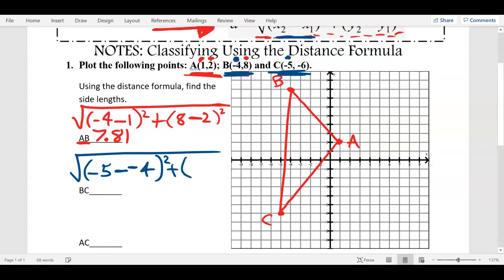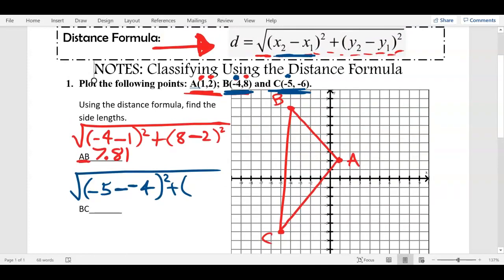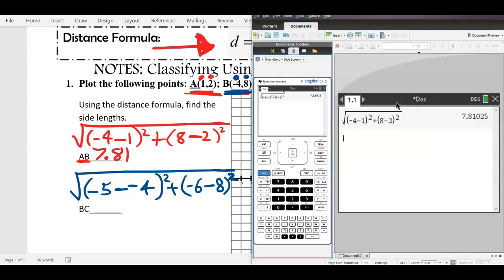Parentheses, and now again I'm doing y2 minus y1. So y2 is -6, y1 is 8. So negative sign 6 minus sign 8. Don't forget the parentheses squared at the end. If you can write it correctly, now you just got to type it correctly. Let's do that.